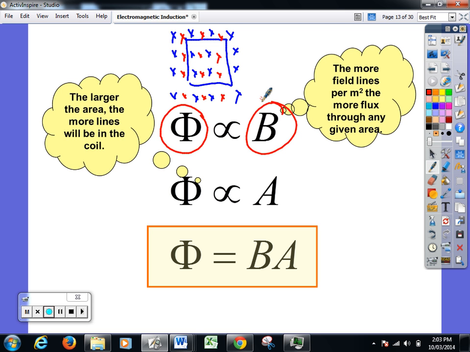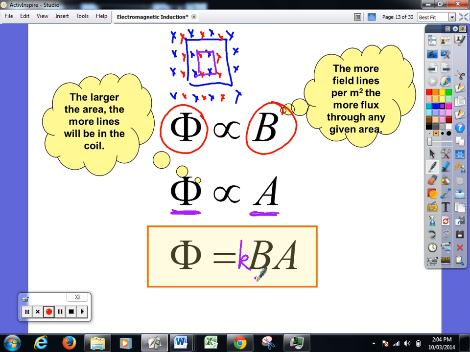Also, if I was to make this rectangle smaller, what would happen to the number of field lines? It would decrease, wouldn't it? So if I was to increase my area, I get more field. So the number of flux lines is proportional to the area of the coil. When we have two proportionality statements like that, side by side, we can make an equality statement out of it. If they're proportional to that, it would equal that times that. The K would be the constant of proportionality to make it work.